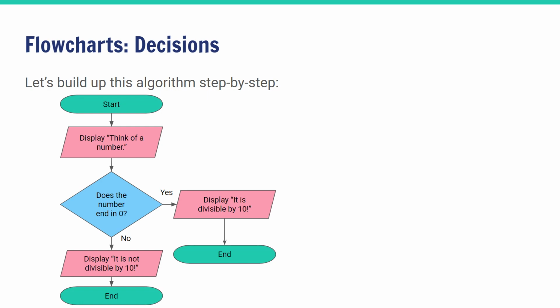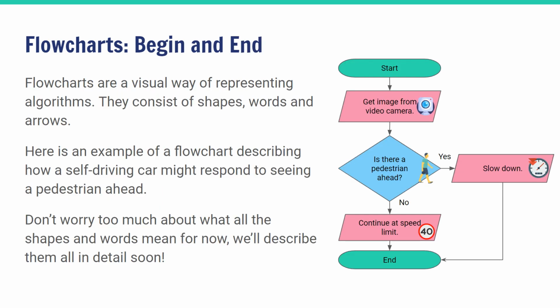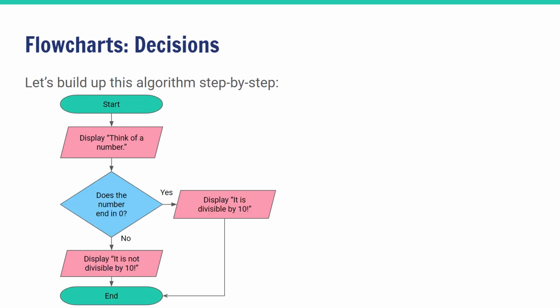Because we've got two end shapes, we can actually connect them like this so that our flowchart looks a little bit neater. So you may remember that quick example that we showed you in the last lesson that talks about a self-driving car detecting whether there's a person ahead and then stopping or slowing down. You can see that the diamond shape appears there as well, and that there are those two paths that come out from the diamond shape, yes or no. If there's a pedestrian ahead, yes, we slow down, no, we continue at the speed limit, and then the algorithm ends. So it's the exact same format or layout that we have in our flowchart here.